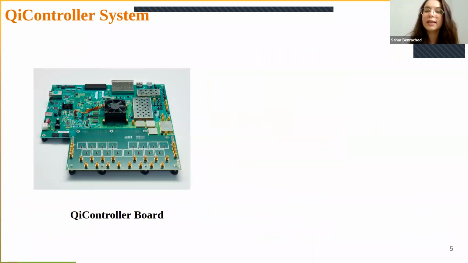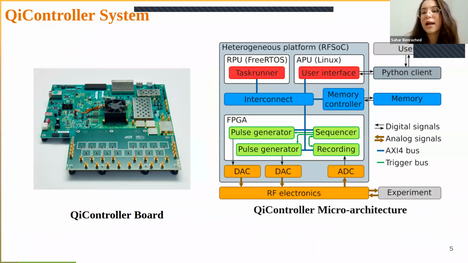This is what the board looks like. If we take a closer look at the internal architecture, or the microarchitecture, of the QiController, we will see that it is a heterogeneous, multiprocessor architecture. If we look specifically at the FPGA processor, it is at this level that we schedule the operations and generate the pulses in accordance with the operation that we would like to execute.